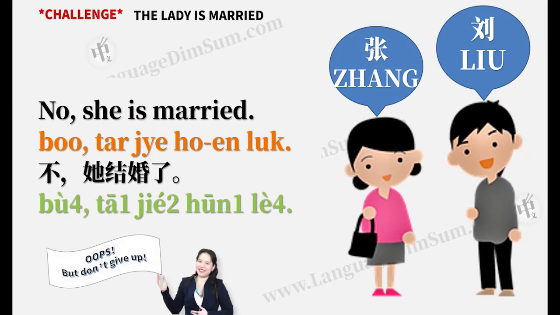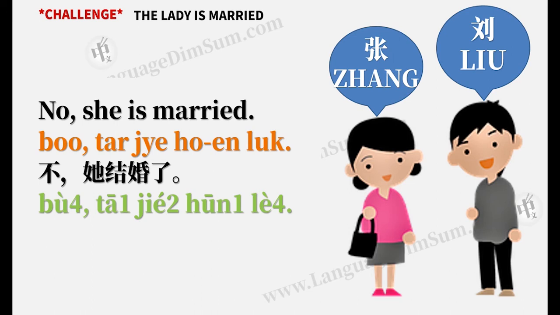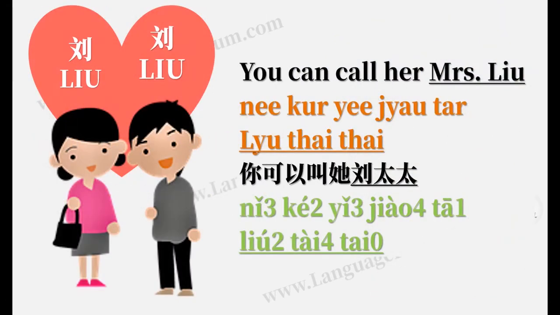Oops, Miss Zhang is married. No, she's married. 不 is no. 她 is she. 结婚了 is married. 不,她结婚了。No, she's married. You can call her Mrs. Liu.